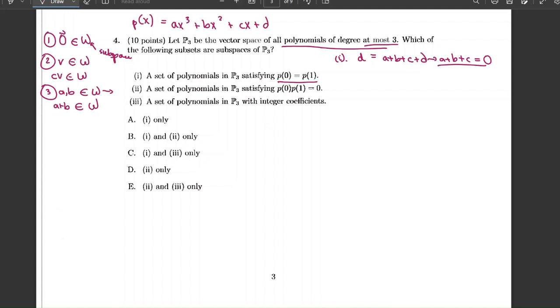And so this is the requirement of this subset. We want to check if, under the conditions for a subspace, 1, 2, and 3, this requirement still holds. In the first case, we were asking if the 0 vector is in this subset. The 0 vector would just be a, b, c, d equals 0.